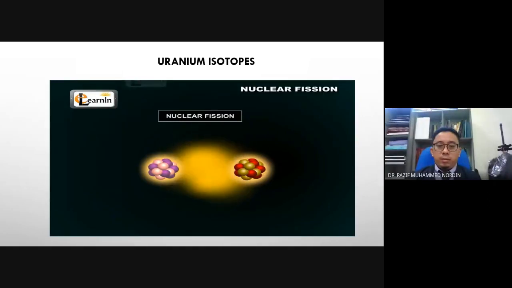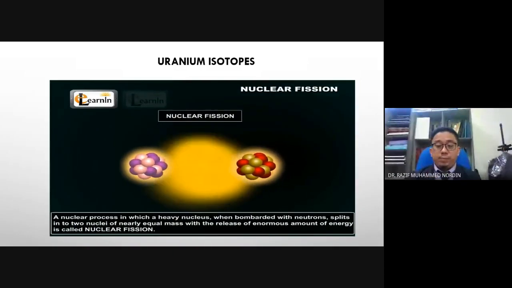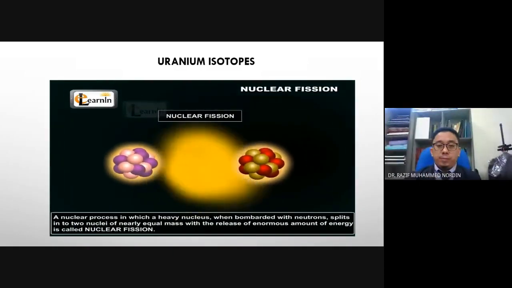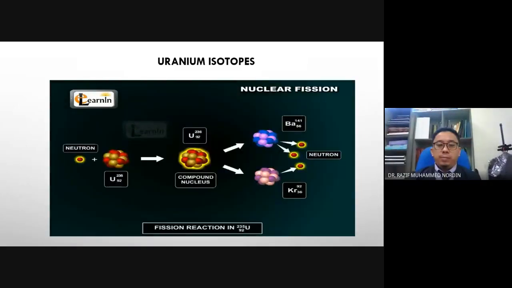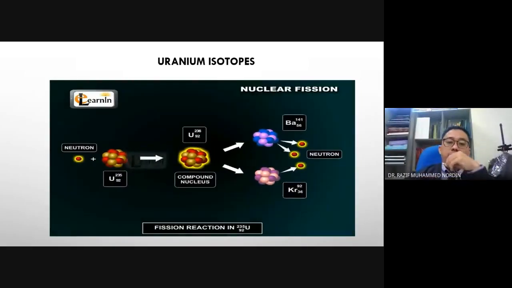So, a process in which heavy nuclei are bombarded with neutrons and split into two equal masses, releasing enormous amounts of energy, is called nuclear fission. In the process, uranium-235 initially absorbs a slow-moving neutron, thus forming a highly unstable uranium-236. This is what triggers the nuclear reaction.